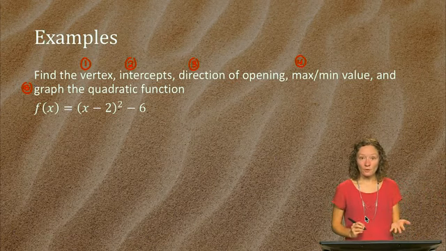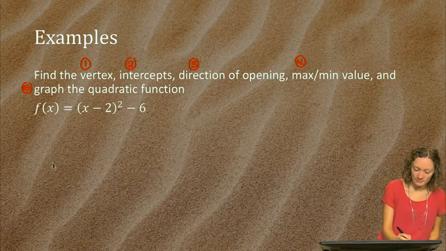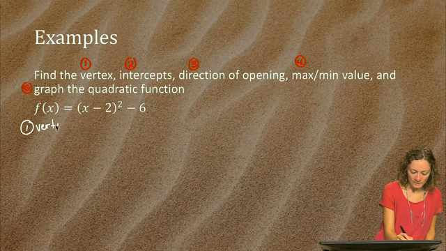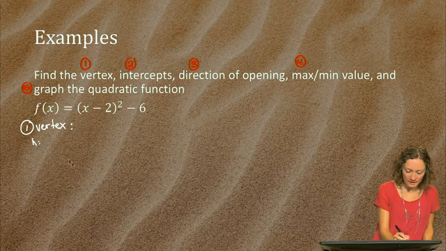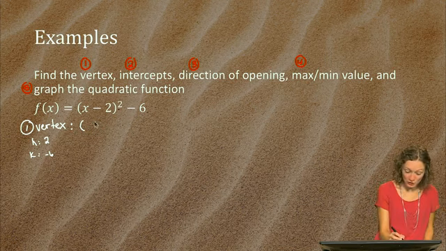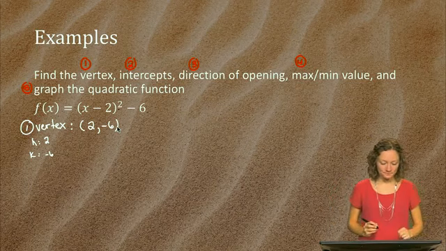Okay, what form is this problem in? Is it presented in vertex form or standard form? This one is in vertex form, which will help us identify the vertex pretty easily. The vertex is your h, k value, so our h in this case is 2, our k is -6, so the vertex is 2, -6. There's your vertex, 1 thing down, 4 to go.